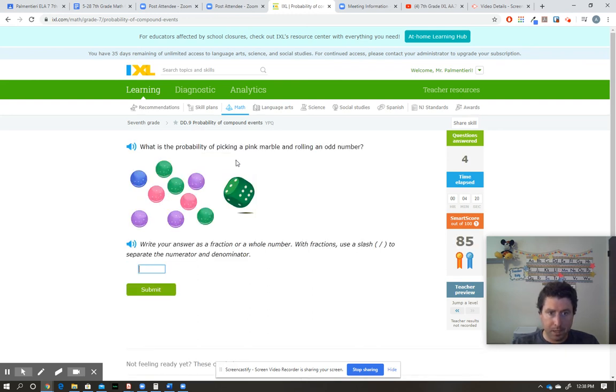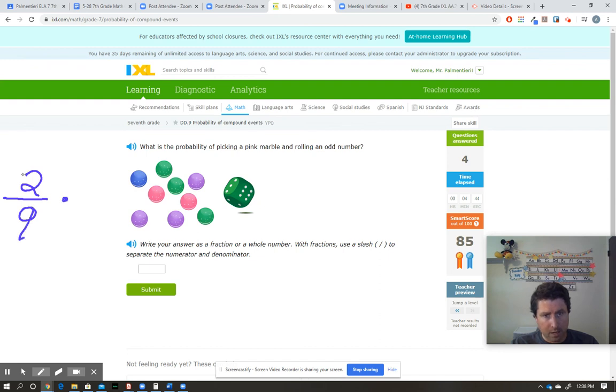Okay. Now, this is going to be my last problem for today for you. It says, what's the probability of picking a pink marble and rolling an odd number? Well, for the pink marble, if I was to pick out of this group, I know I have 2 pinks, and it's out of 1, 2, 3, 4, 5, 6, 7, 8, 9 marbles. So that's 2 out of 9.